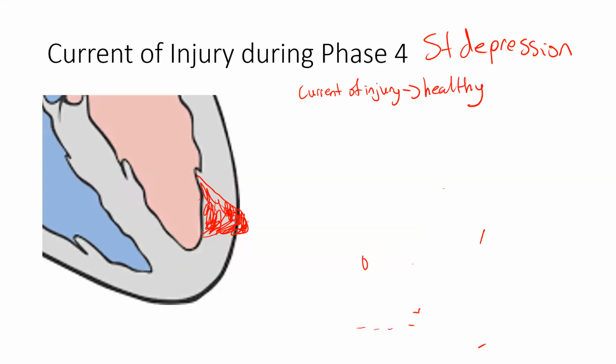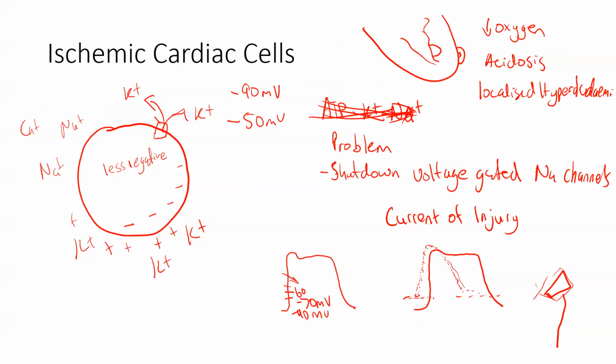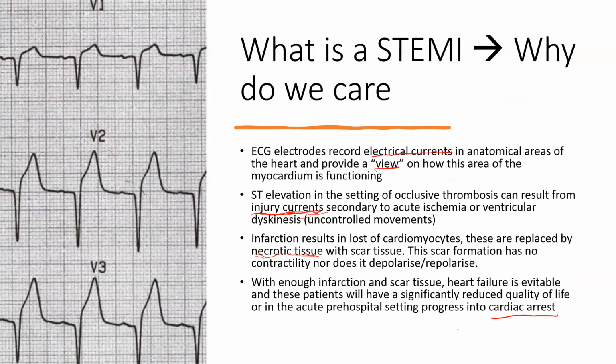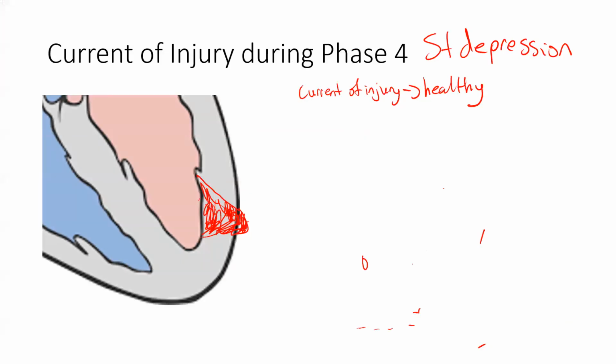And the same thing goes with your ions. It's going to be less negatively charged. You're going to have an earlier depolarization and an earlier repolarization. So in your phase 4, there's going to be a current of injury that the lead is going to pick up.